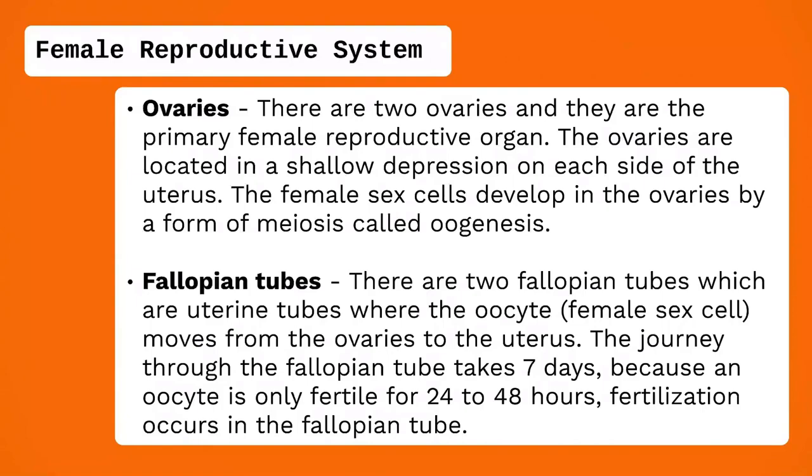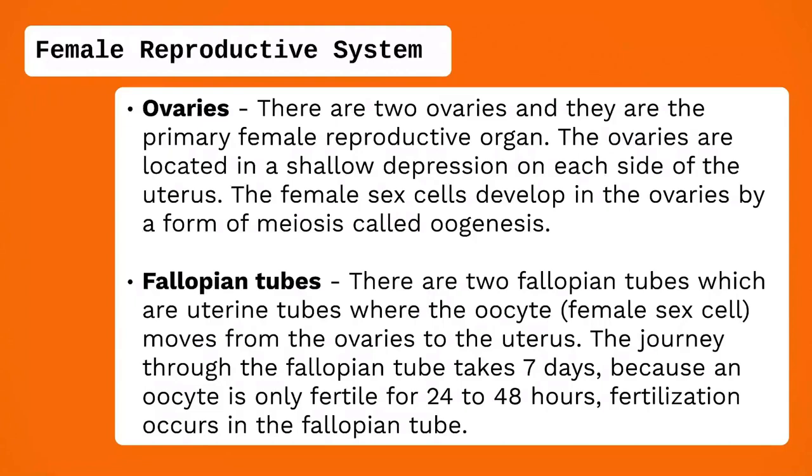So there are two ovaries, and they are the primary female reproductive organs. The ovaries are located in a shallow depression on each side of the uterus. The female sex cells develop in the ovaries by a form of meiosis called oogenesis. There are two fallopian tubes, which are uterine tubes where the oocyte, female sex cell, on the other hand, is.